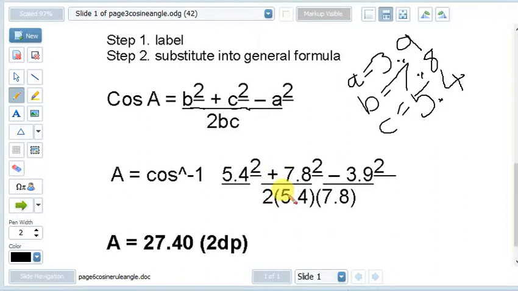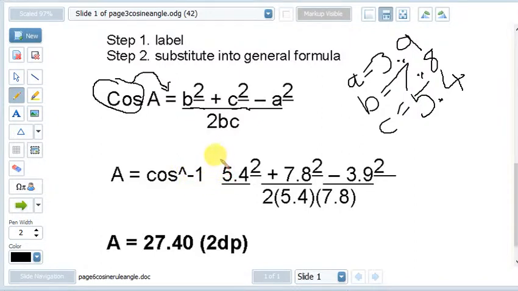2 times b, which is 7.8, times 5.4, and of course you can switch the numbers around if you're adding or timesing, because 2 times 3 is the same as 3 times 2. Now what I've also done in that step is circled the cos, and I've brought that across to the other side. And when we bring a cos across to the other side, it becomes cos to the power negative 1.